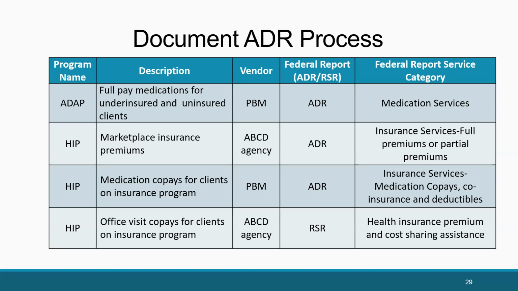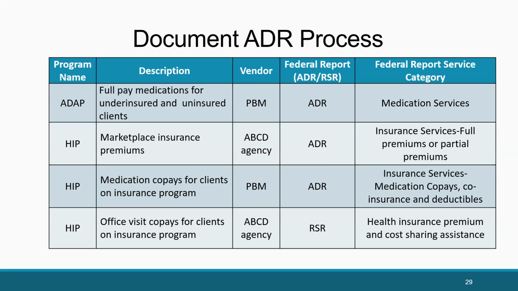For each program, the vendor agency is listed so they know the data source. Also, in what federal report it must be reported, and the associated service category. So you can see that for this ADAP, they would actually report activities in both the ADR and the RSR. By developing the crosswalk, it not only facilitates accurate data reporting, but also helps staff understand federal terminology as compared to state or territorial terminology.